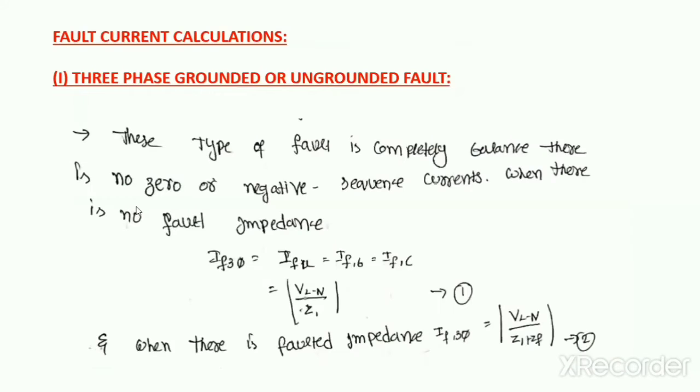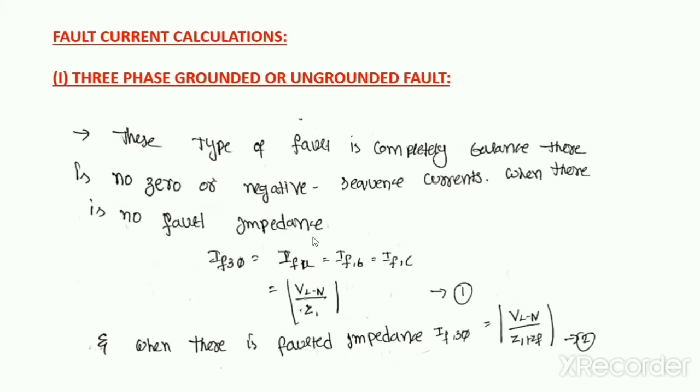Next one is fault current calculations. How will we calculate the fault currents in the system? In the first case we take the three-phase grounded or ungrounded faults. If the fault is obtained in a three-phase system, then what are the fault current values? This type of fault is a balanced three-phase fault. There are no zero or negative sequence currents.